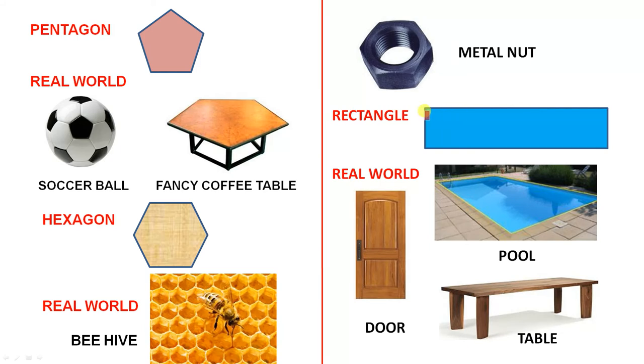Here is a rectangle, which has a length, and the width is a little bit different. In the real world, you have doors. They are rectangles. Many tables are rectangles, and also many swimming pools are in the shape of a rectangle.